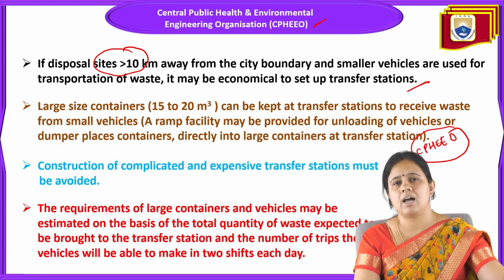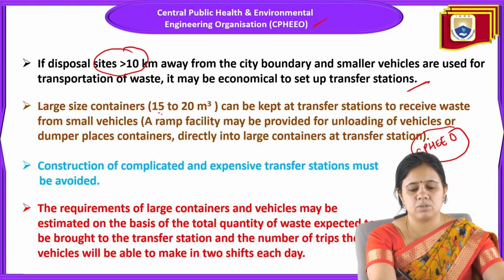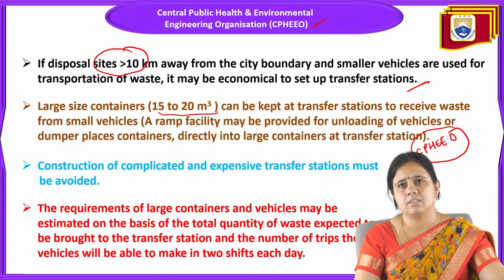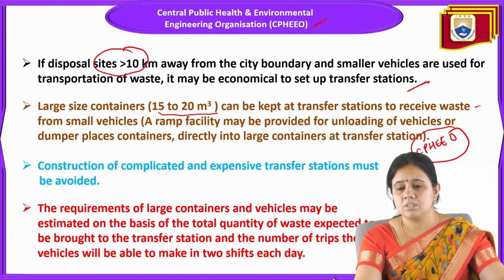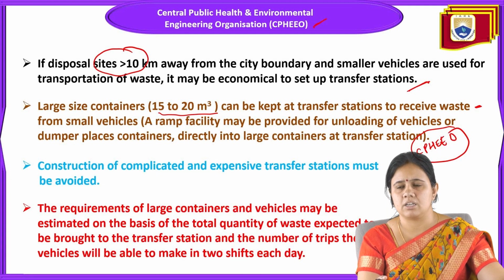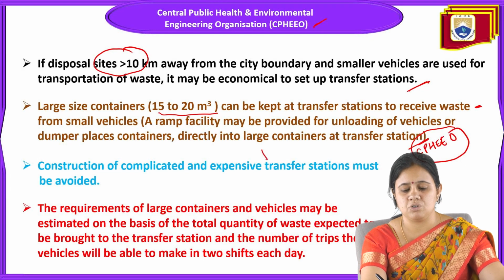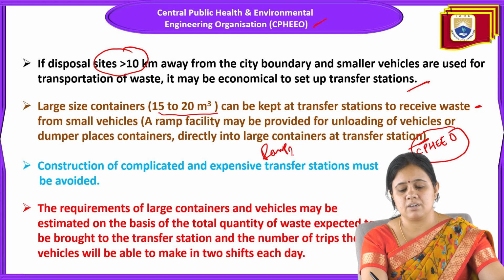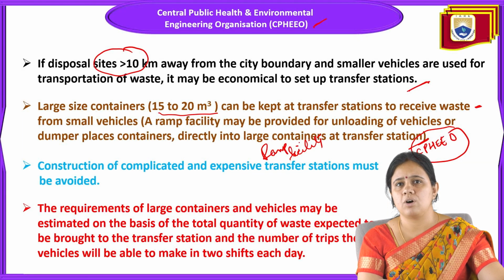Next, large size containers of 10 to 20 cubic meters can be kept at the transfer station to receive waste from small vehicles. A ramp facility may be provided for unloading of vehicles or dumper placer containers directly into large containers at the transfer station. So a ramp facility should be provided. It is a very important point. And the construction of complicated and expensive transfer stations must be avoided.